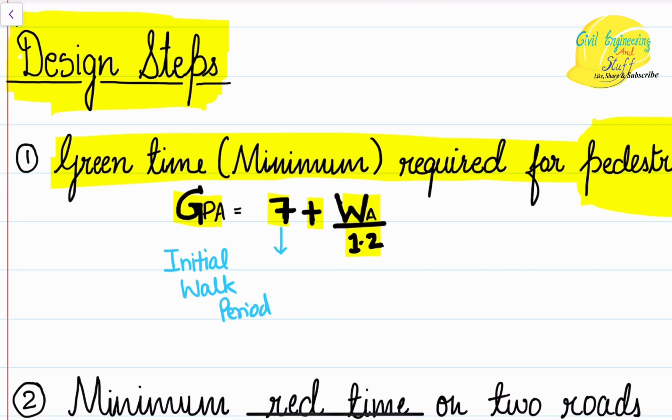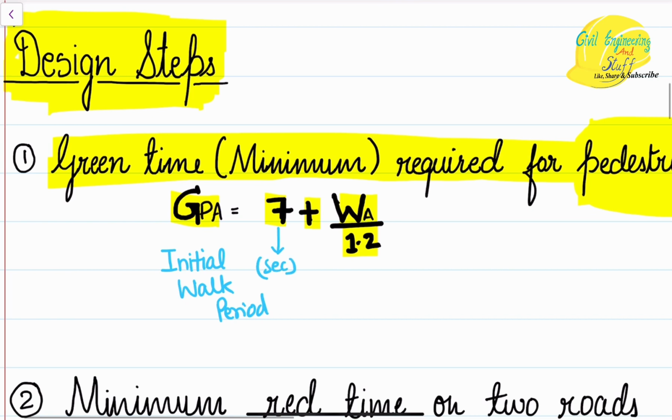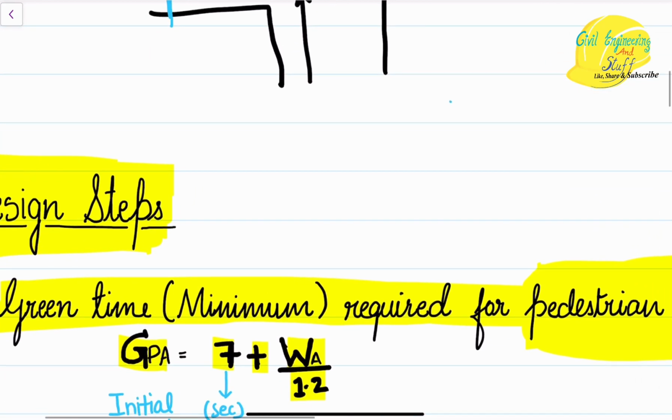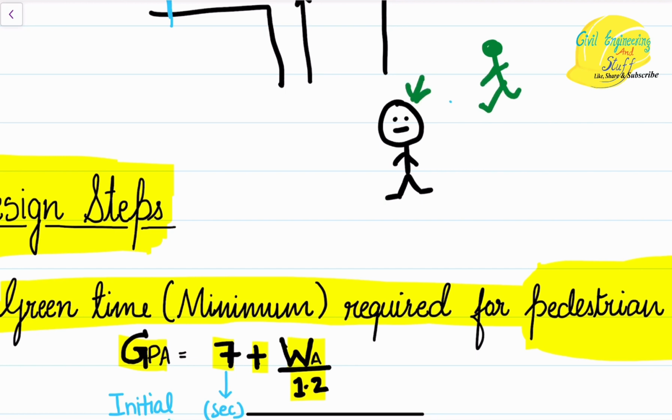The initial walk period is in seconds, 7 seconds. This is a safety time that we include. If a pedestrian is waiting for the light to turn green, we have pedestrian traffic signals, right? And this pedestrian is waiting for the signal to turn green. So it is assumed that 7 seconds is taken for the initial walking.